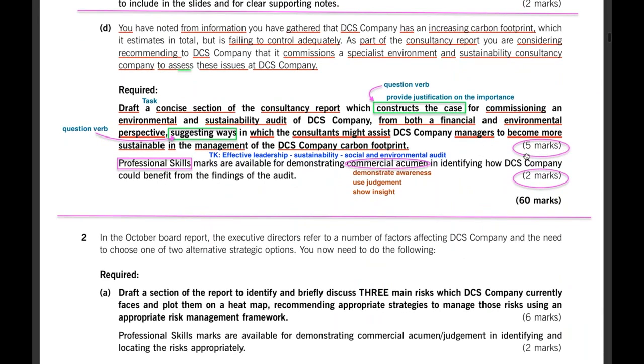So not much marks here, it's only 5. So you may want to construct the case here from both perspectives. You have one from a financial perspective, and then you have one from an environmental perspective, and then basically you are suggesting ways how they could assist. So basically you have particular 2.5. You can come up with 2 points with all these elements together, 2.5, 2.5. You can actually get 5 marks. All right.